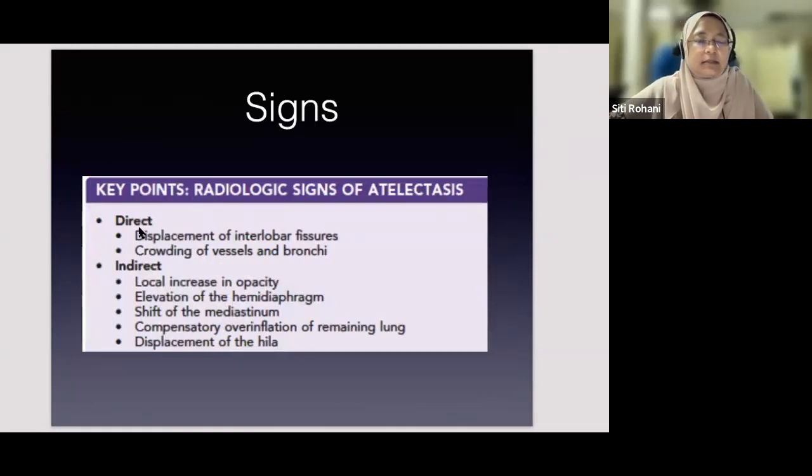Signs of atelectasis. Atelectasis is volume loss. Direct signs: you can see displacement of the fissure or crowding of the vessels because of the volume loss. Indirect signs: you can see a local increased opacity or consolidation associated with volume loss, elevation of the hemidiaphragm because of volume loss, shifting of the mediastinum, compensatory overinflation of the remaining lung or contralateral lung, and displacement of the hilum. So all these are signs of atelectasis. I hope you can appreciate it is all due to volume loss.